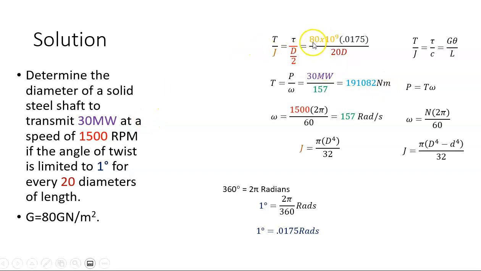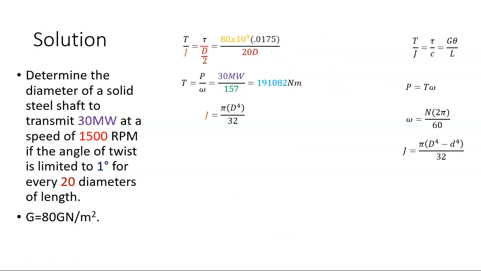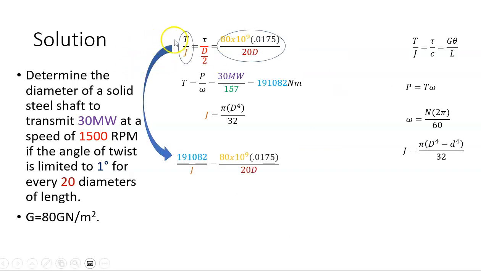The modulus of rigidity is 80 giganewtons, and our length is 20 diameters, so 20d. The radius c is just d over 2 for the time being. Alright, so let's put those to one side. And we'll begin by looking at this equation. So the torque and the second polar moment times G times theta all over L.